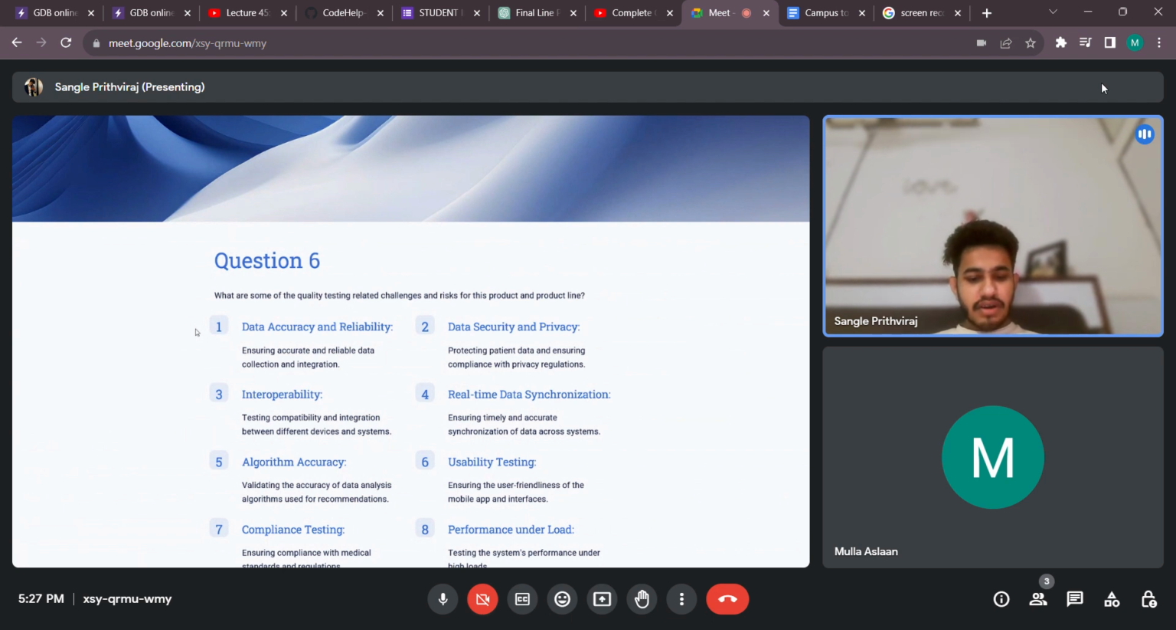Seventh would be compliance testing, that is, ensuring compliance with medical standards and regulations. The last point that we would like to cover would be the performance under load. Testing the system's performance under high loads is a critical factor and that should be considered.